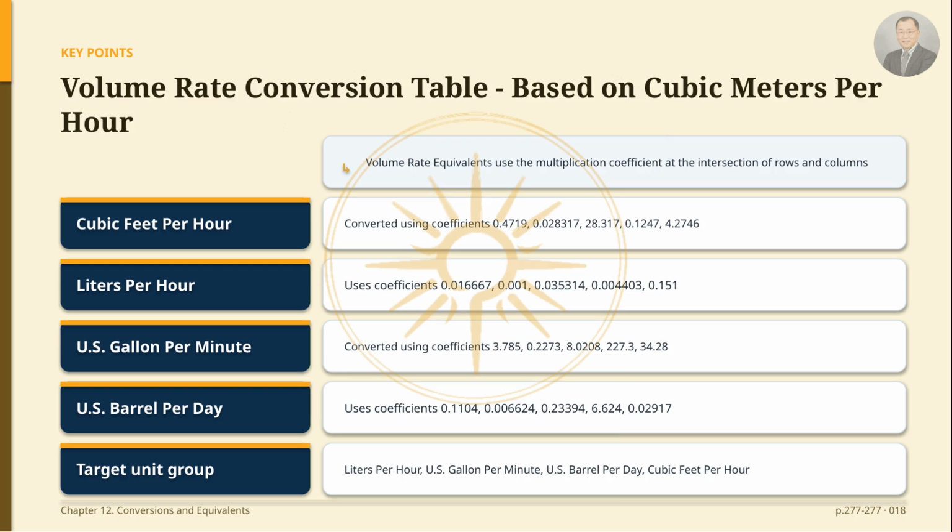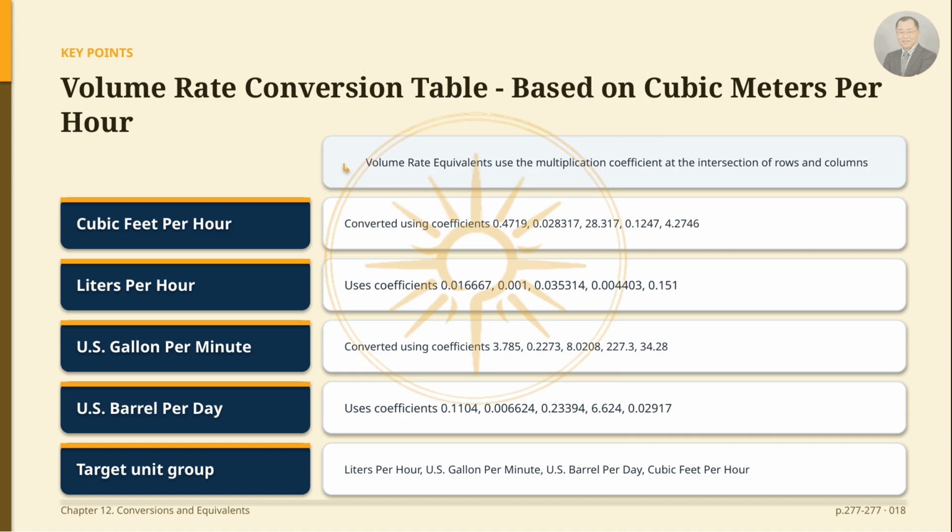This table demonstrates the principle of converting different flow rate units using the multiplication coefficient at the intersection of the row and column. For example, when converting cubic feet per hour, you multiply by a coefficient such as 0.4719, and for U.S. gallons per minute, a coefficient such as 3.785 is applied. The remaining values are organized for engineers to refer to according to their practical needs.